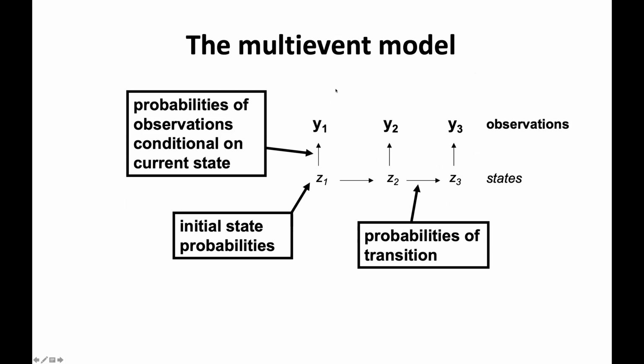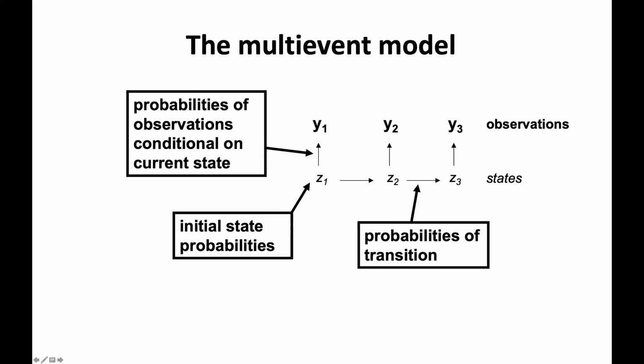So to sum up, for the multi-event models, we need 3 things. We need the probability of observations, conditional on the current state. It's the same thing as in the multi-state model, but we have uncertainty in there. That's the link between the observations and the state. You also need the initial state probabilities, so that's a bit new. This wasn't the case for multi-state models or the Cormack-Jolly-Seber model, because we had a deterministic relationship between the observation and the states at first encounter. It was known for sure.